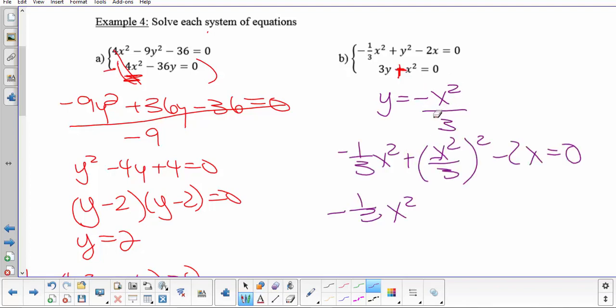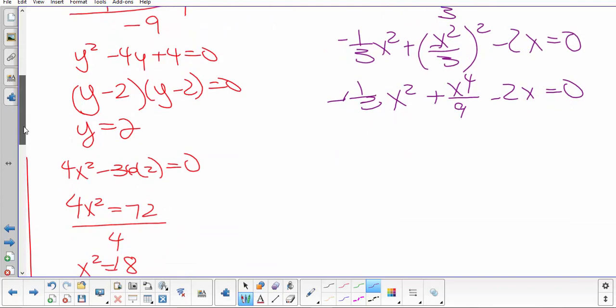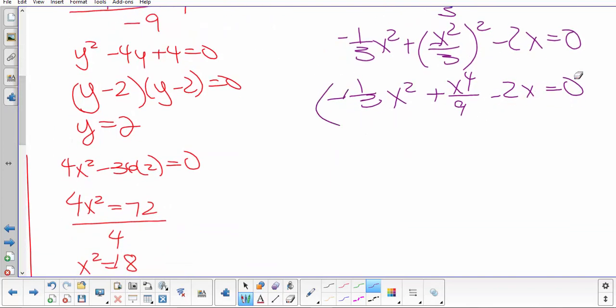When I substitute this into the top equation, I get negative 1/3 x squared plus negative x squared over 3, squared, minus 2x equals 0. Squaring it out, I get negative 1/3 x squared plus x to the 4th over 9 minus 2x equals 0. From here, I'm going to multiply everything by 9 to eliminate the fractions. x to the 4th minus 3x squared minus 2x equals 0.